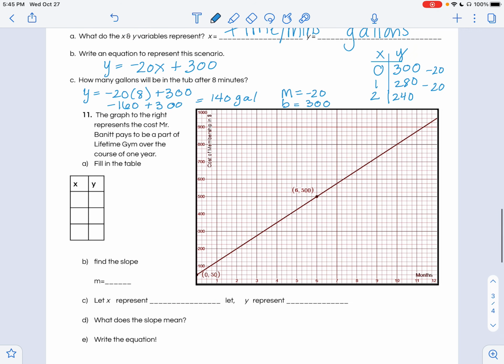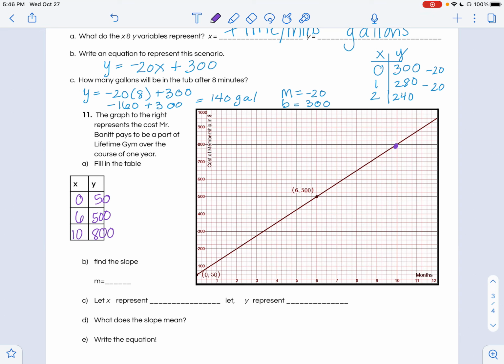For this last one, we've been practicing them like this too. I've got this graph that shows Mr. Bannett paying to go to Lifetime Gym for the course of the year. So when I look at this, I can see the first point that's labeled on there for me is 0, 50. So I see that one on there. And then I see 6 and 500. And then I could probably find another one for myself, 10 and 800, it looks like. Oops, I didn't write that. I wrote 5 instead of 50.